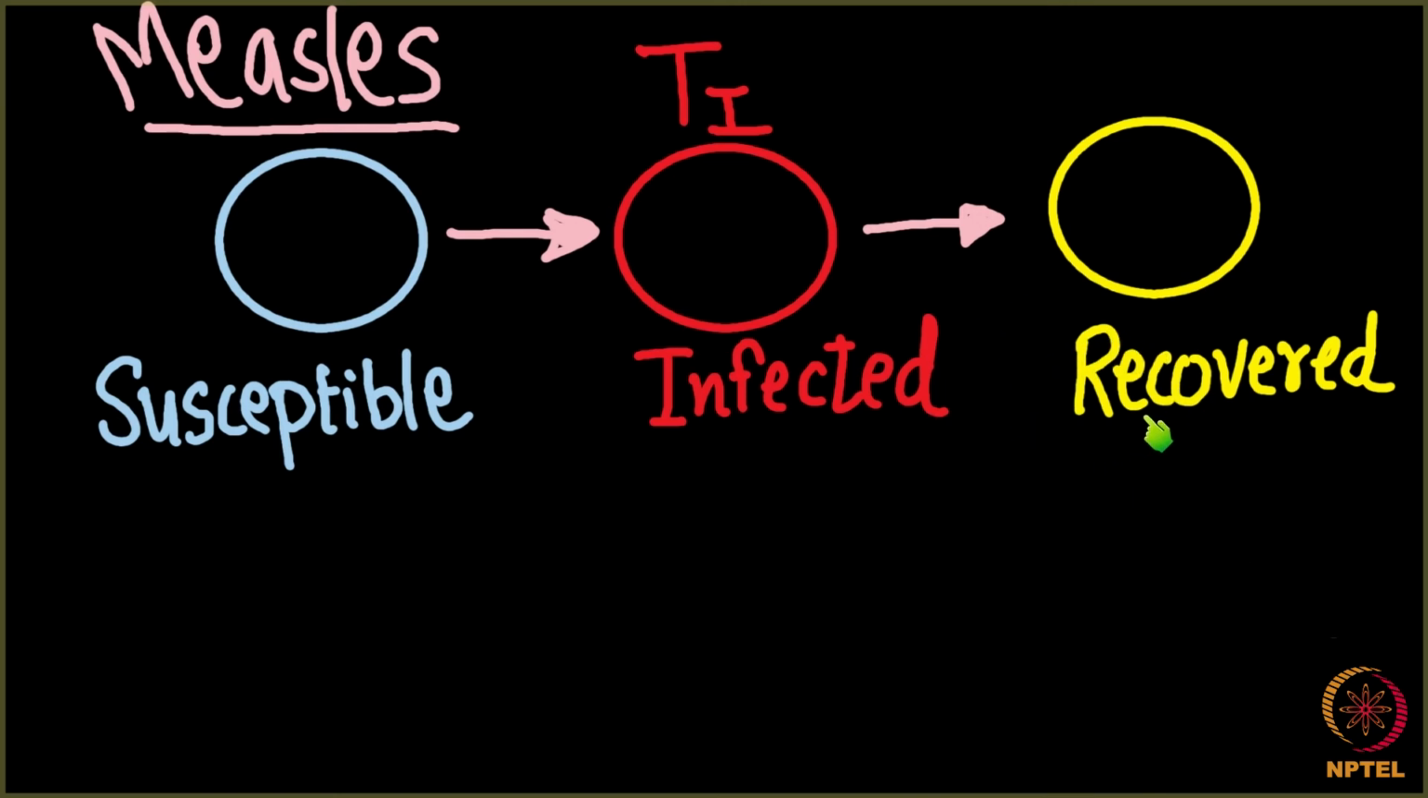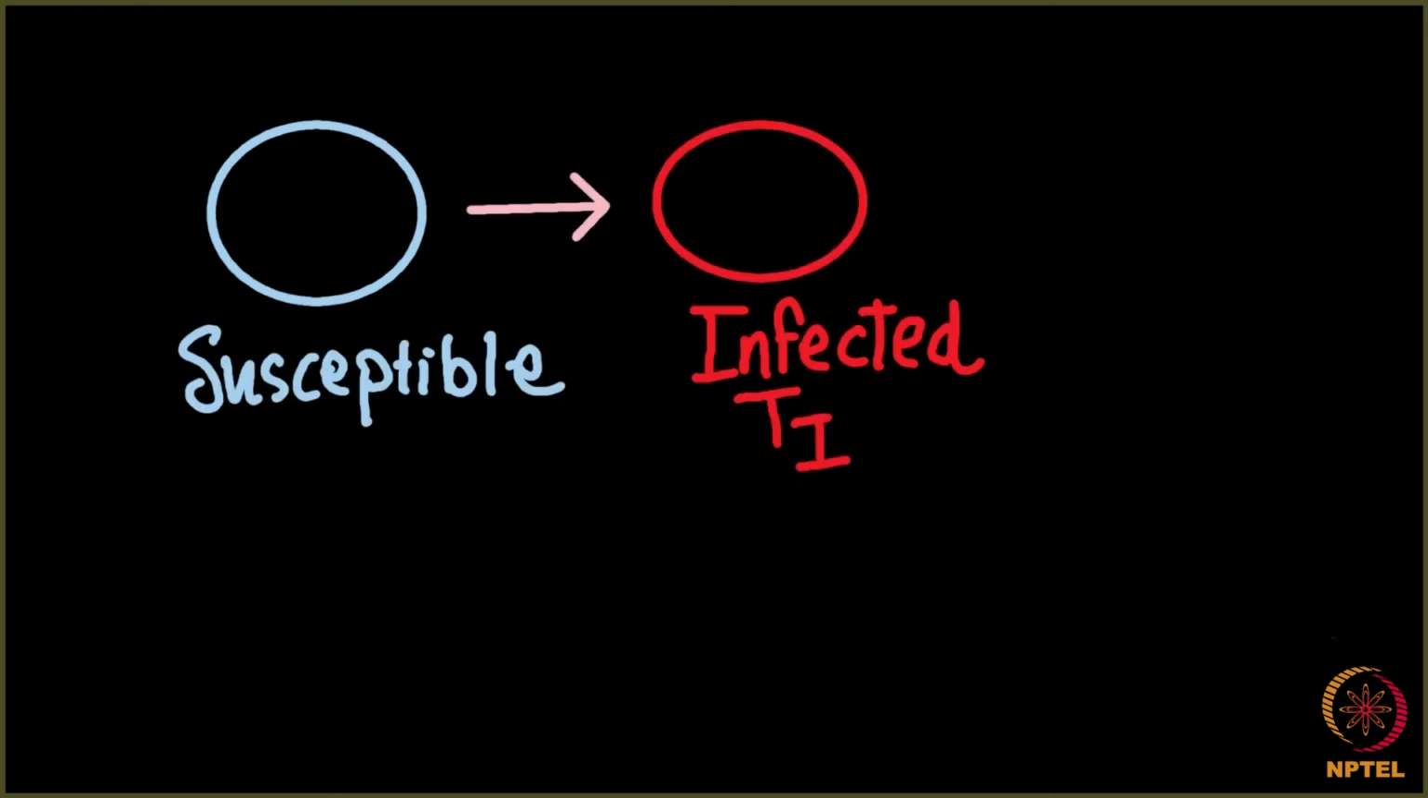Then will you be permanently recovered from common cold? It never happens. What happens is, after recovering from common cold, you enjoy for some days, or let's say some months, or let's say some years, but after that again that common cold infects you. So instead of going to this recovered state, you go back to the susceptible state. So susceptible, infected, and after remaining infected for Ti time period, you go back to the susceptible state.